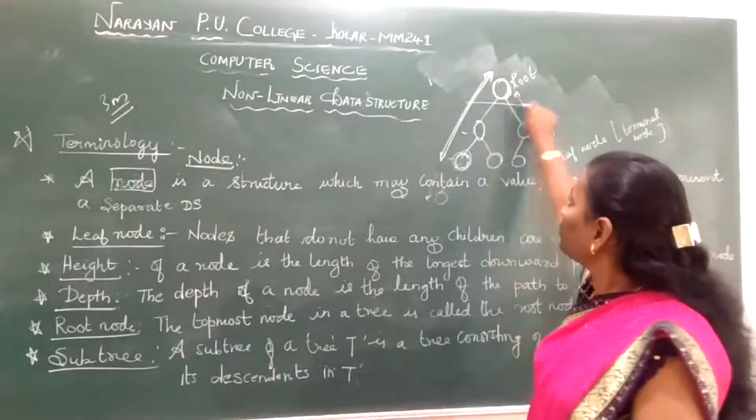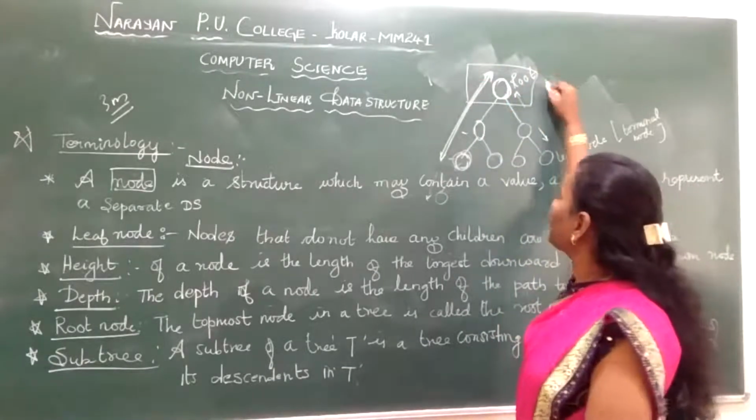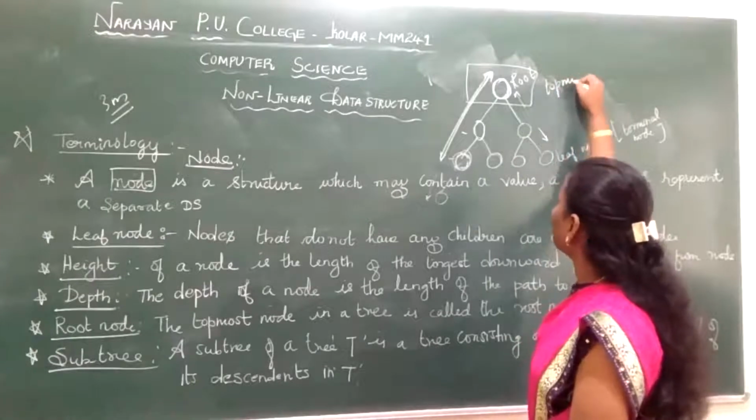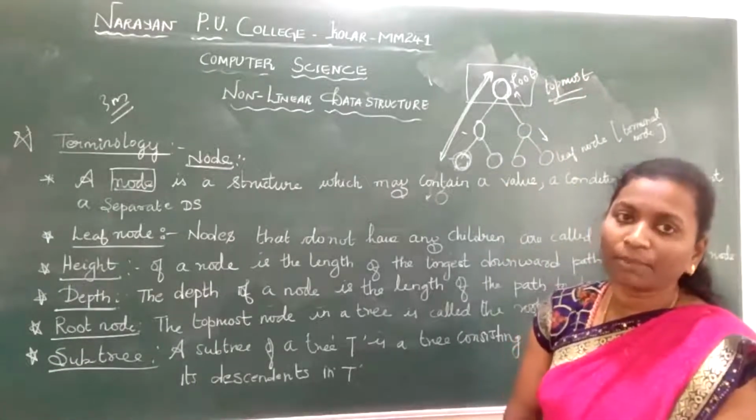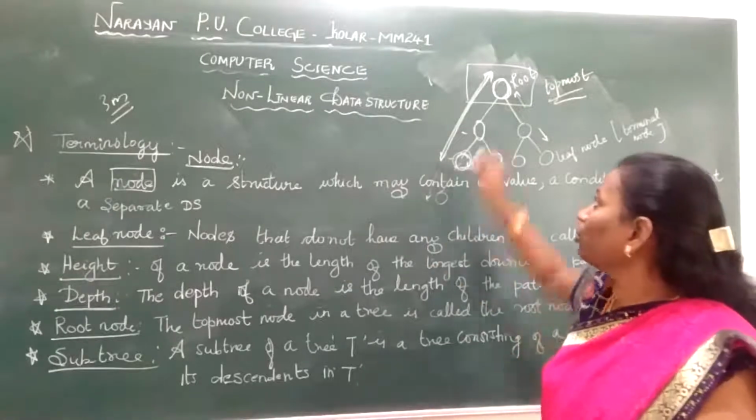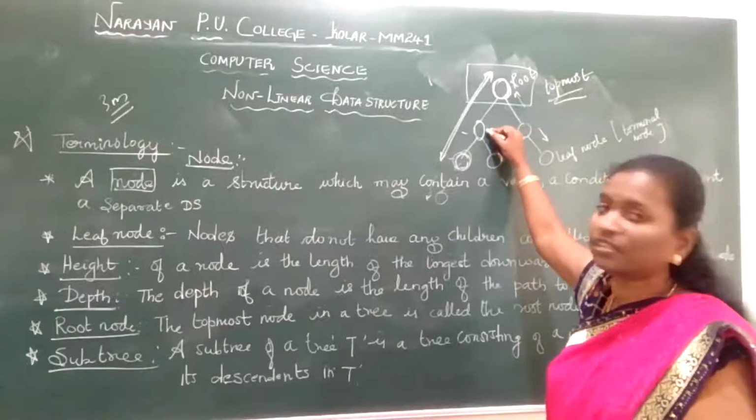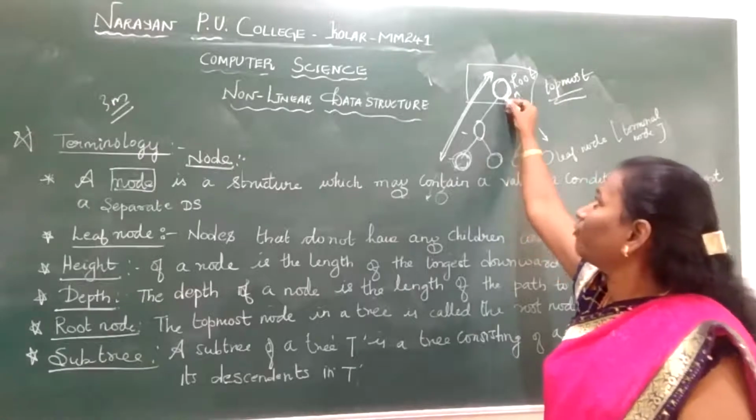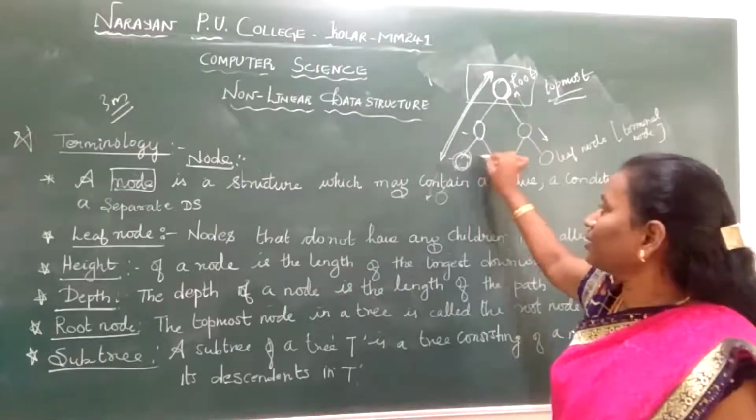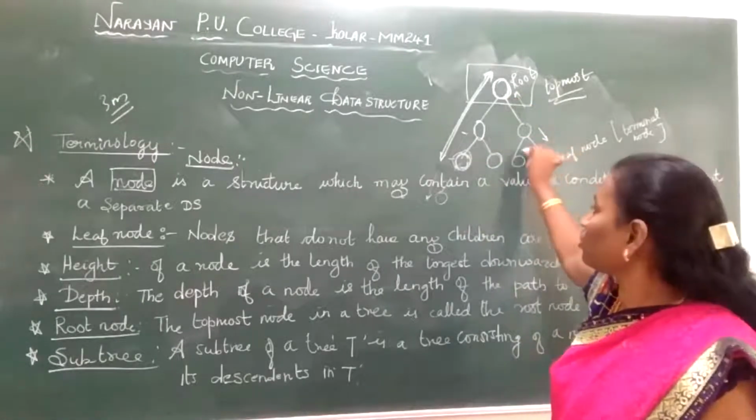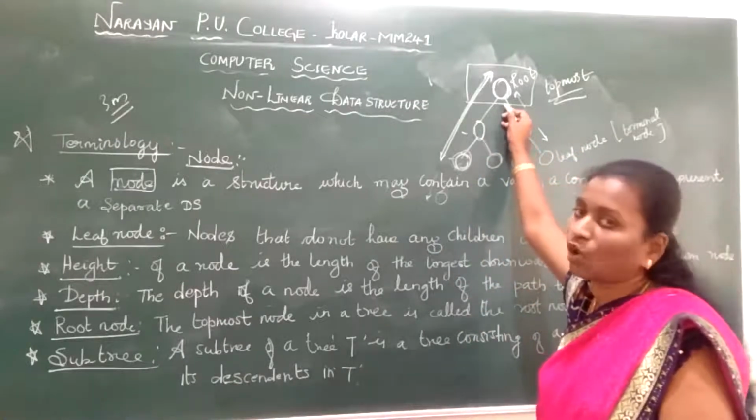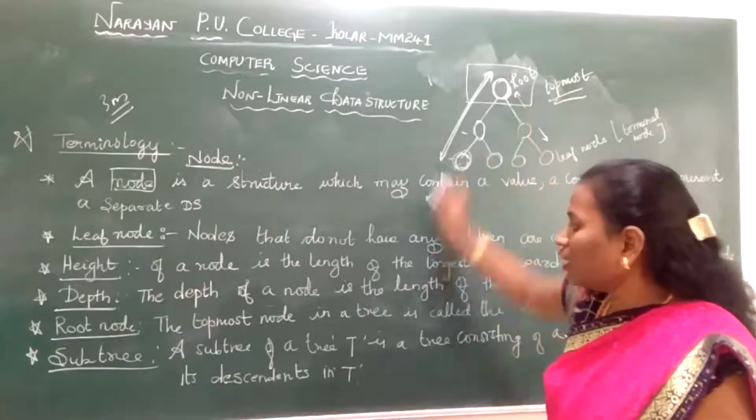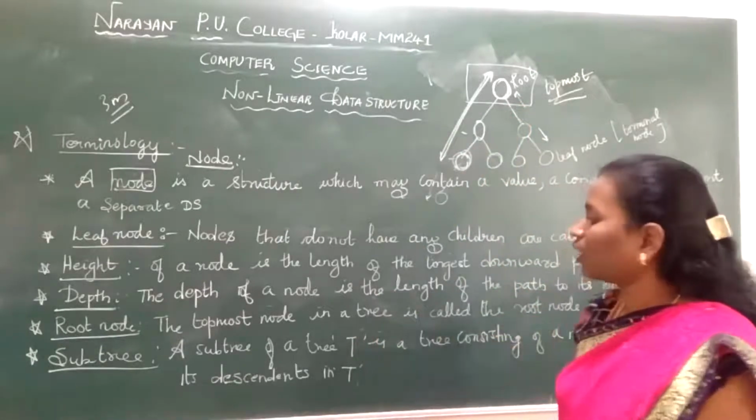Next, how will you define the root node? The root node is the topmost node, and the root node will not have a parent. For example, if I take this as a node, it will have the root node as its parent, and it is having two child nodes. These are called child nodes or leaf nodes. The topmost node in a tree is called the root node.